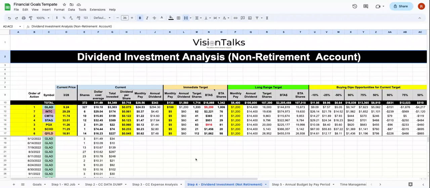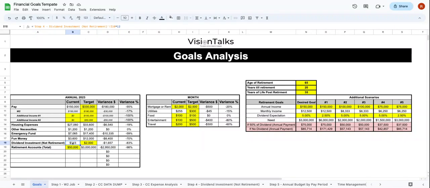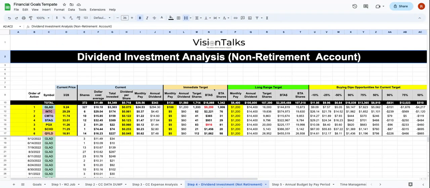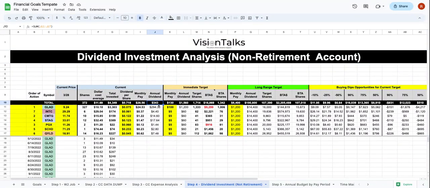So next, what you have is your dividend investment. Remember, we had our goals chart, and we had a dividend investment goal of 2,000 a month. For now, it's going to be a little tighter, but your dividend investment currently is 343. So that's where that is equal to. So let's go back to step 4, and you can see that 343 is coming from the cell J10.